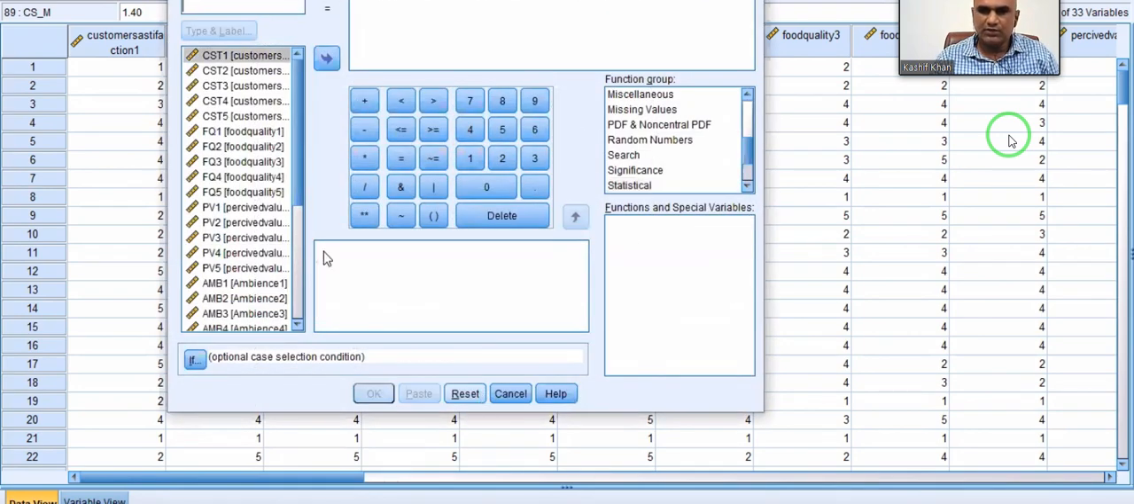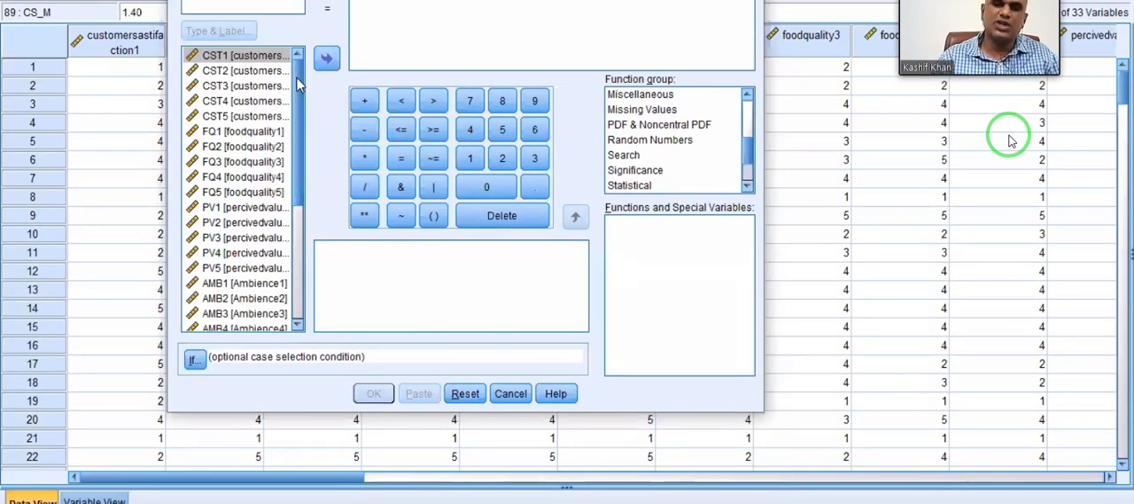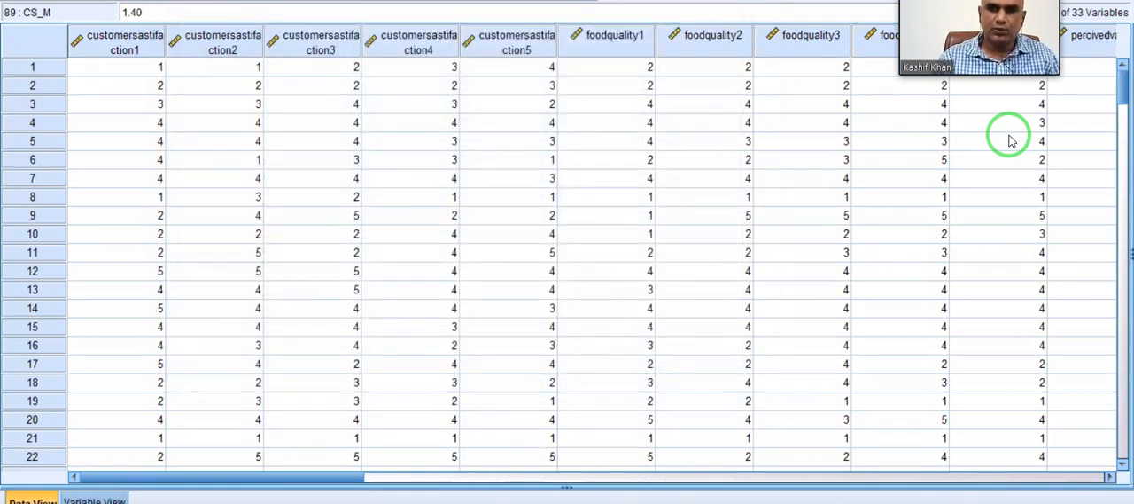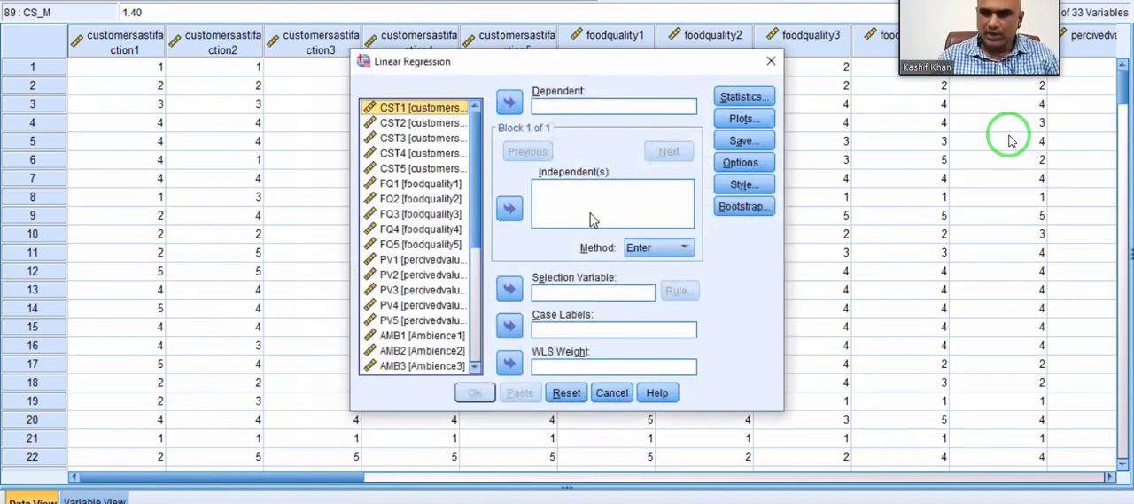Let's reset it. Okay, so how do we do the Mahalanobis test? I'm going to do the Mahalanobis test now in order to check whether our data has any outlier. There are other types of tests, but this is one of the most common ones. Number one, let's go to analyze, regression, and then linear, for Mahalanobis. Okay, and I see this dialog box here.